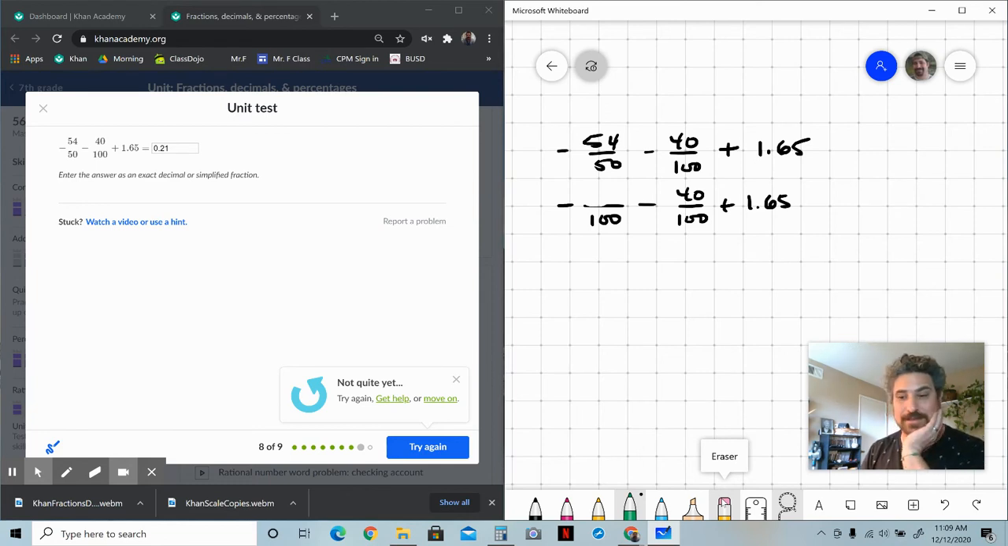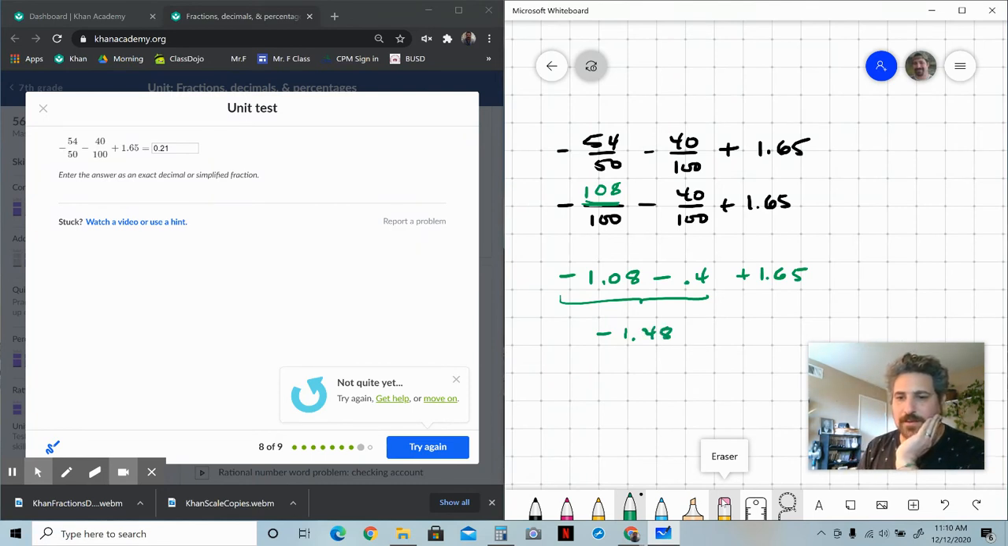It's so silly. Anyways, what's 50 times 2? 100. What's 54 times 2? 108. So that should have been 108. So what we're really looking at here is negative 1.08. This is going to be negative 0.4, and then we have the plus 1.65. So what is your total negative now? Now your total negative is negative 1.48.